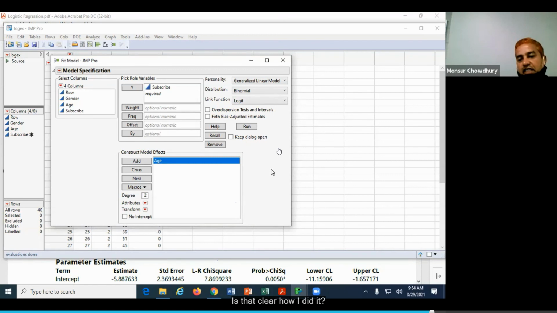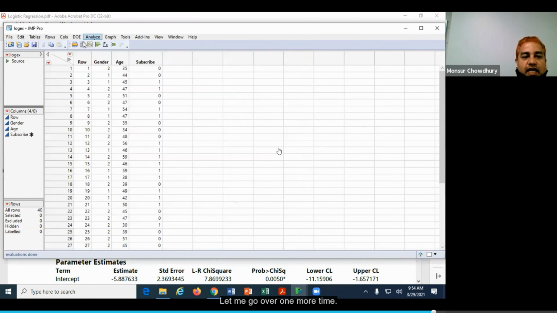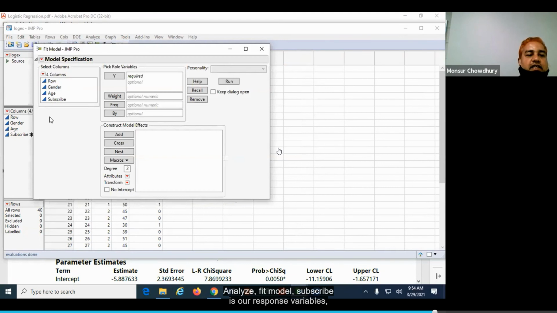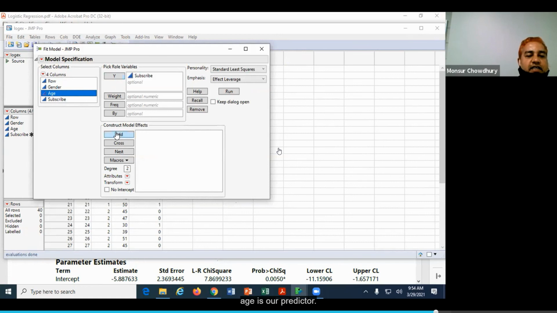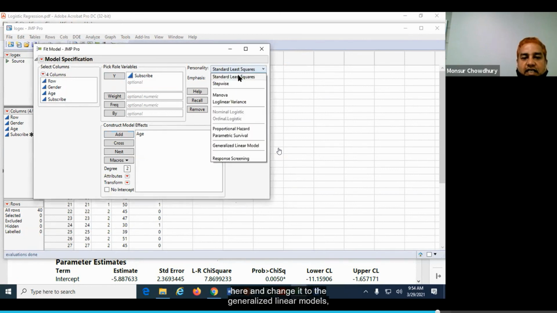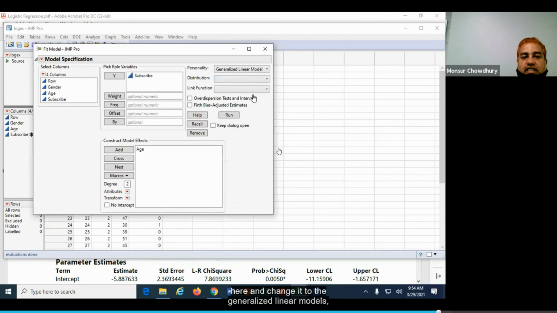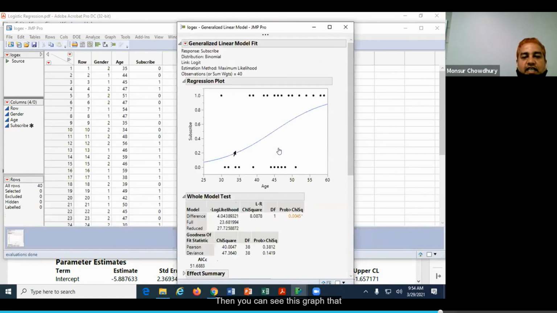Is that clear how I did it? Can you follow me with JMP? Okay, so let me go over one more time. Analyze, fit model. Subscribe is our response variable. Age is our predictor. Then you change this personality, go to this part here, and change it to the generalized linear model. Select the distribution as the binomial. When you select the binomial, the link function will automatically be logit. And then you can see this graph that I just showed you in my lecture notes.